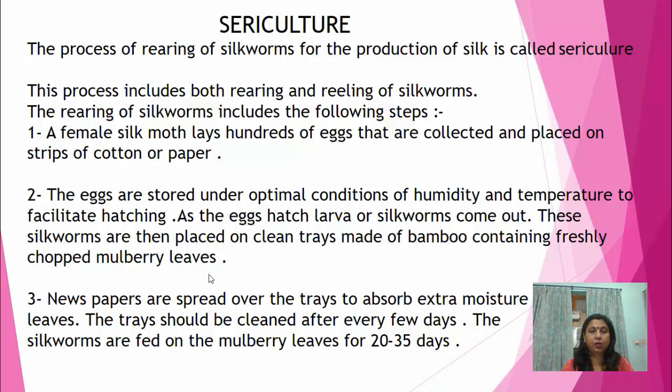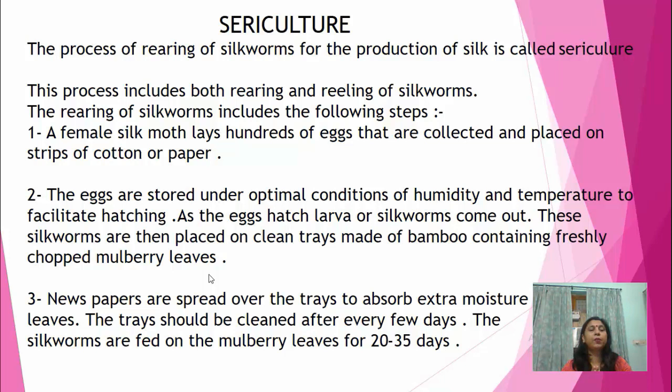When the eggs hatch, what comes out? Larva or silkworm. And these silkworms which have come out are then placed on clean trays made up of bamboo, and these trays are supplied with freshly chopped mulberry leaves. Freshly chopped means bilkul taza mulberry shehtoot ki jo pattiyan hoti hain unko barik barik kaata hua hota hai. Why? Because these silkworms feed on the mulberry leaves, and they grow healthy.